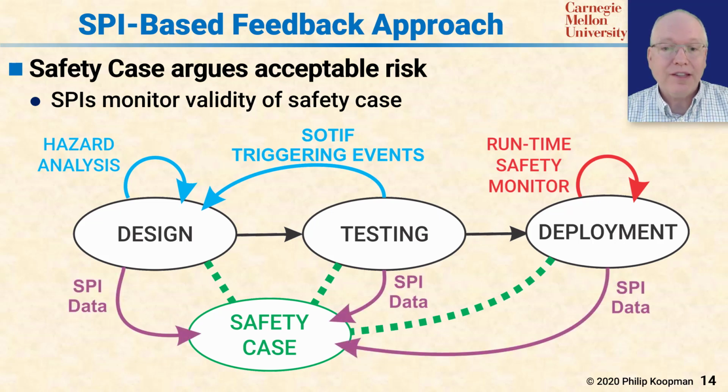SPIs feed data from design, from testing, from deployment, back to the safety case. So even though the day you deployed, you had that best safety case you could have based on all the data, there was something you didn't know about. There's those pesky unknown unknowns. One of them rears its head, generates a SPI violation. You go back, you update your safety case, and you improve the system.